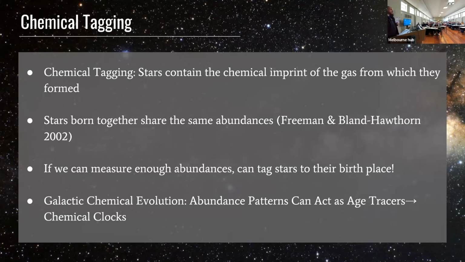So what is chemical tagging? This is the idea that stars contain the chemical imprints of the gas from which they formed, and also that stars that are born together share the same abundance patterns. So if you can measure enough different chemical abundances, you actually can tag stars back to where they were born just on these abundances alone. We're basically using galactic chemical evolution to act as our age tracers. If we measure a bunch of different abundances, they act as these age tracers or chemical clocks, so we can get the age for the star.